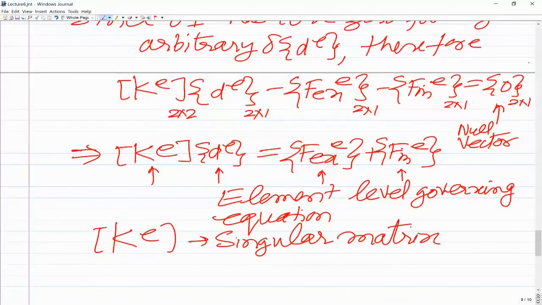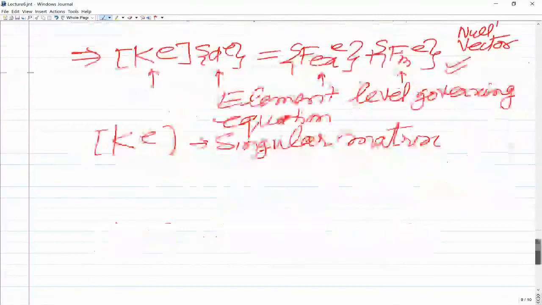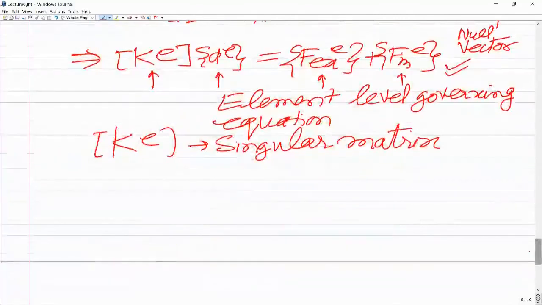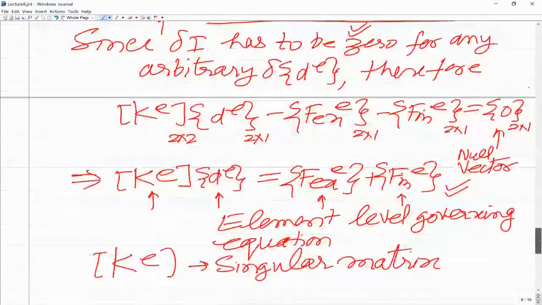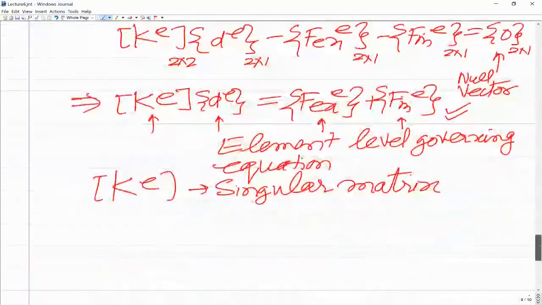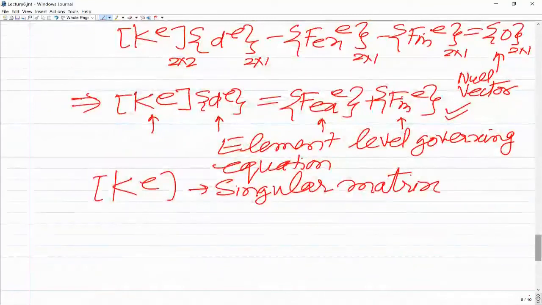And now, once we have got this element level governing equation, let's look at a specific case: what is the structure of this matrix Ke and vector F external E. So let's look at that. If you look at the definition of Ke, we have already said it is the integral from 0 to L of Ea B transpose B dx.